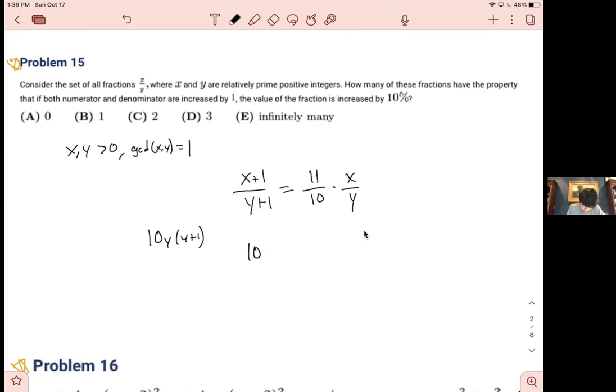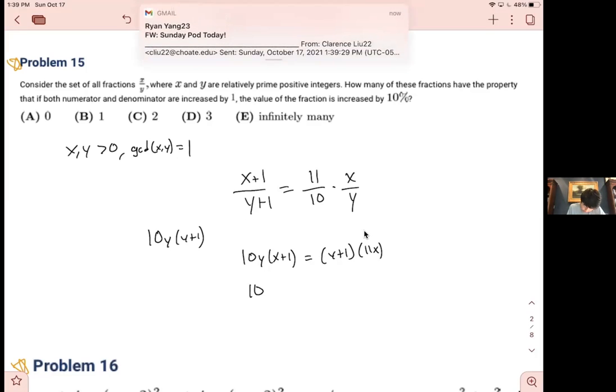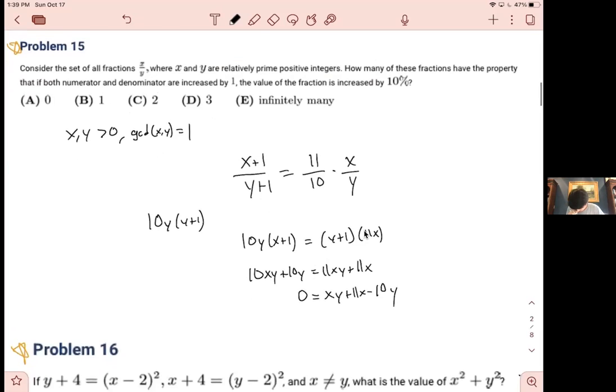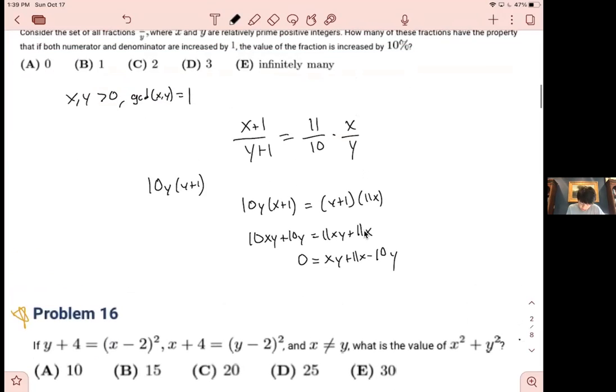I'll slow down a step. You'll get that 10y times (x plus 1) is equal to (y plus 1) times 11x, which means that 10xy plus 10y equals 11xy plus 11x, which means that 0 equals xy plus 11x minus 10y. And then we use Simon's favorite factoring trick.